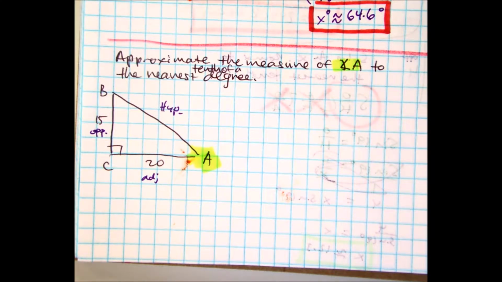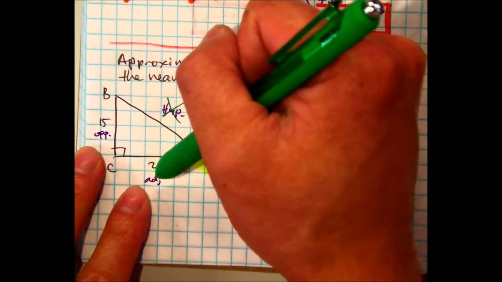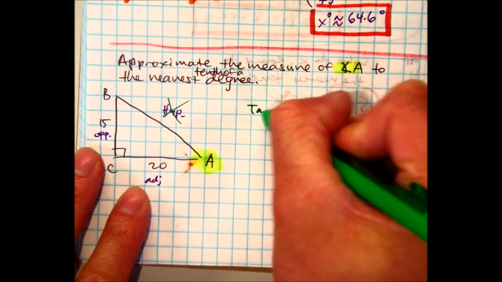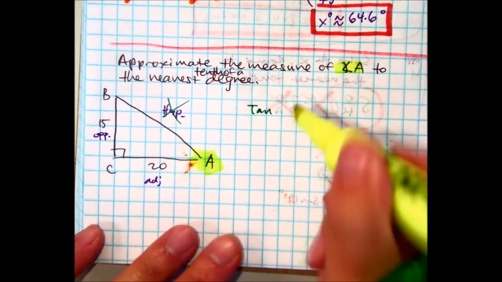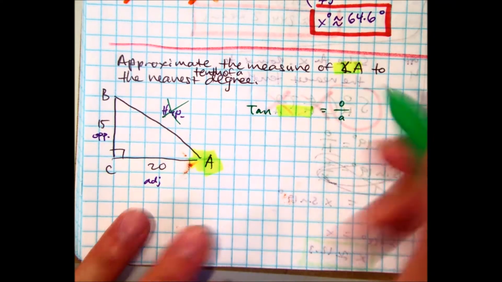Partner B, tell partner A, which one do we not need, and therefore what trig function is it? Johannes, which one do we not need? Therefore, which trig function are we using? He says tangent. Thumbs up, thumbs down. Yeah, there's the TOA, right? So tangent of the angle equals opposite over the adjacent.